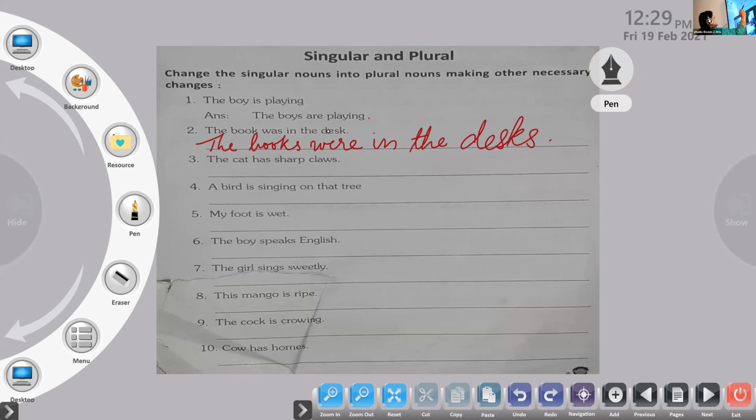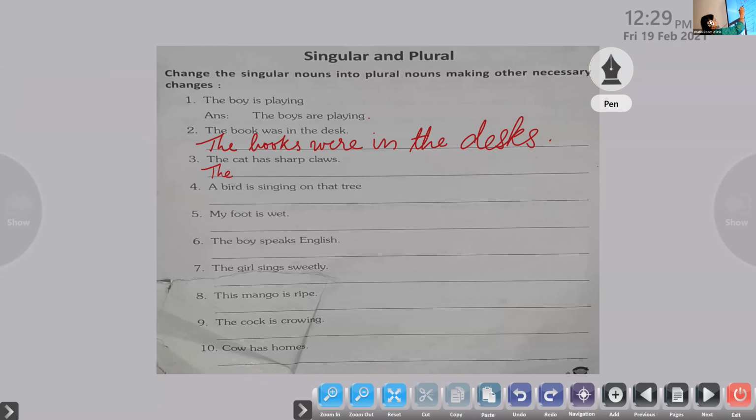Okay, now the cat has sharp claws. So how do we change that? Okay, come on, Yadav, can you change that? The cat. So what's the plural form for cat? Cats. Now what is the plural form for has? Have. Okay, the cats have sharp claws. Please write it. I wanted all of you to please copy it down into your workbook.